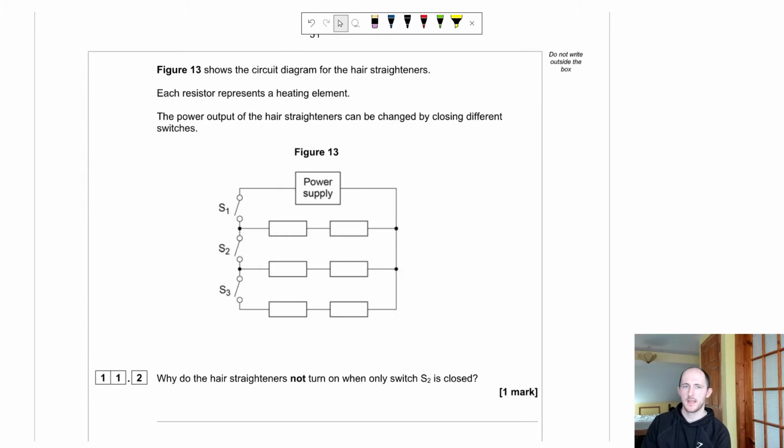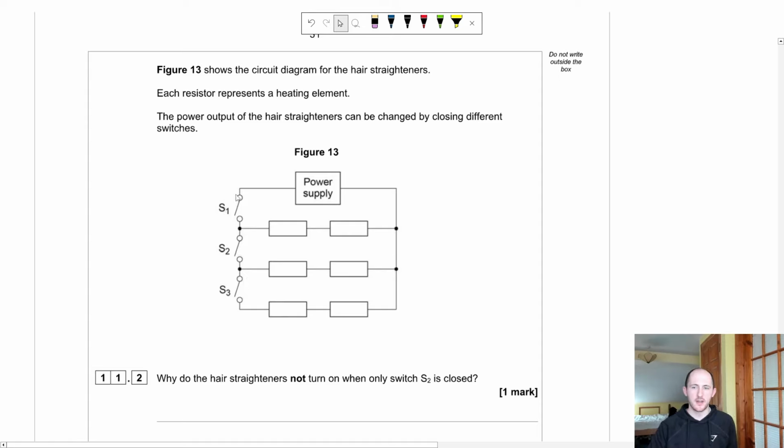Okay. Here we have the circuit diagram for the hair straighteners. Fascinating. Each resistor is a heating element. The power output can be changed by closing different switches. Cool. I use hair straighteners all the time, as you can see. So for those of you that want to use your parents' or something, you might be able to see that you have different settings. This is how it's done, by adding more heating elements, by closing more switches.